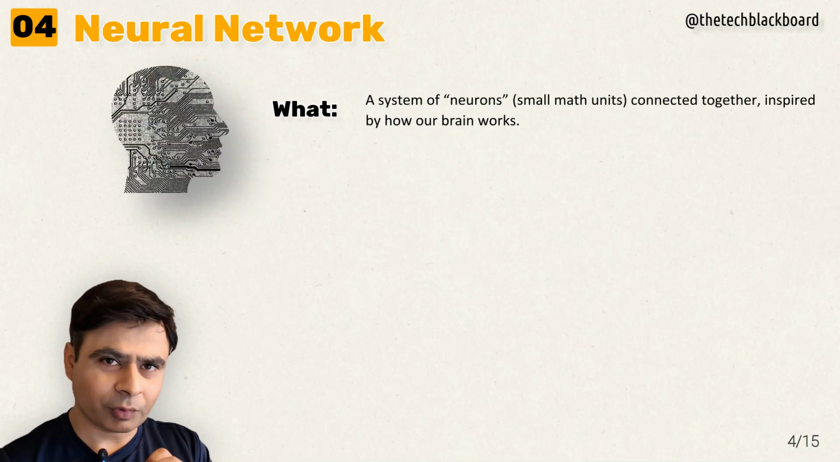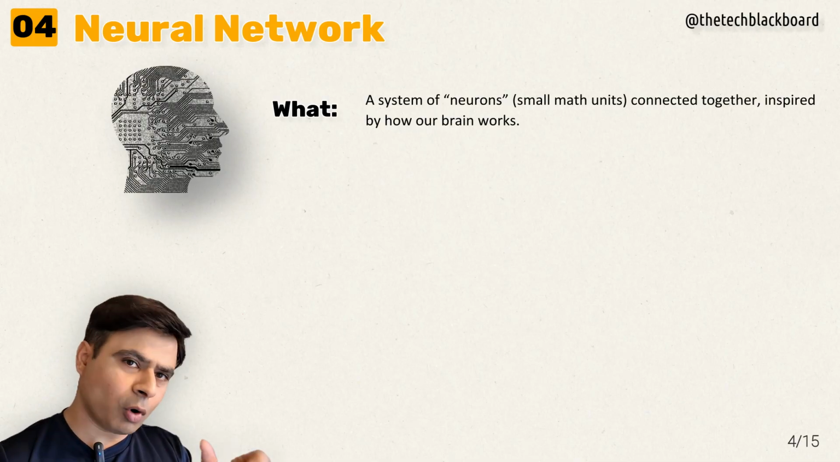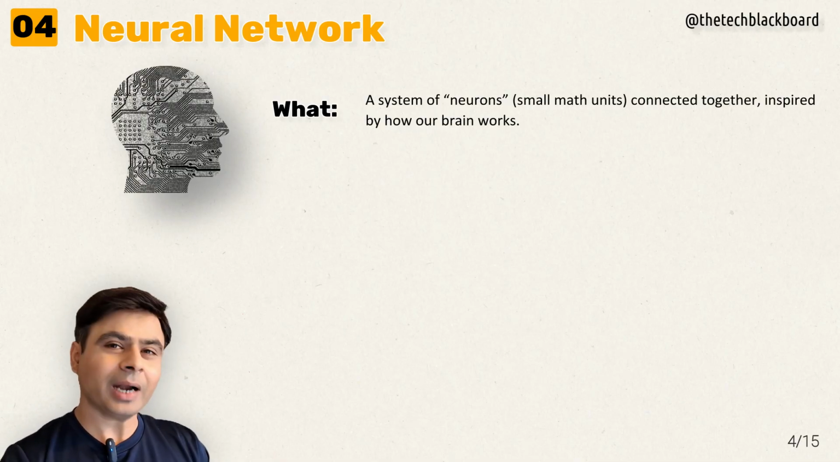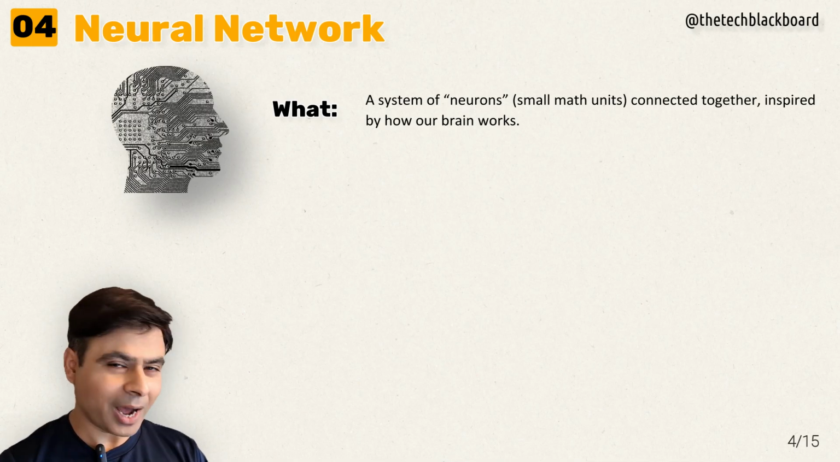And now let's jump on to the neural network. That's our fourth term for the day. The neural network, my friends, is a system of neurons, which you can think of as small mathematical units that are connected together, very much like our own brains. And how does it work?